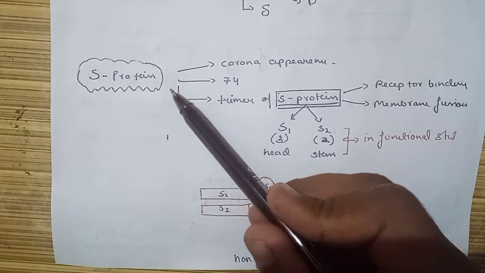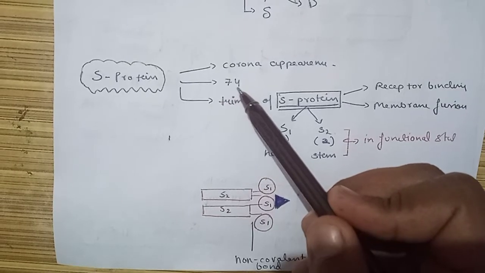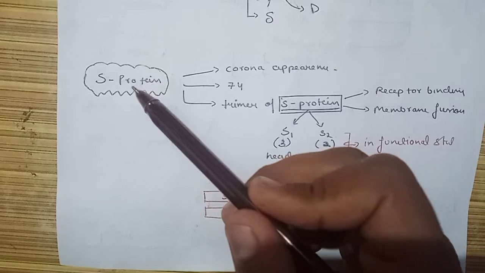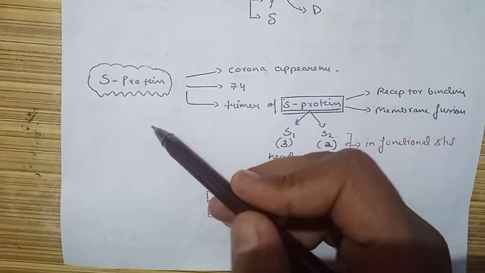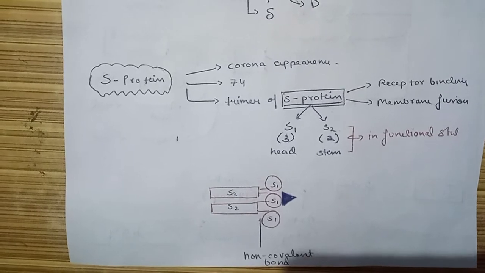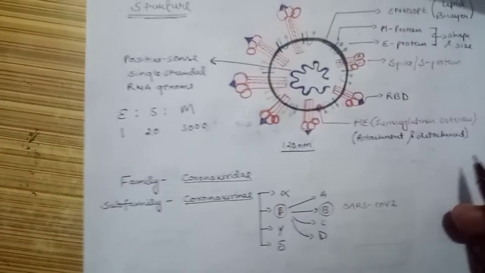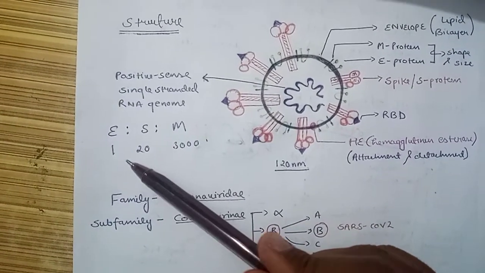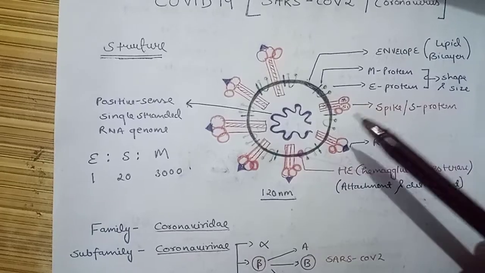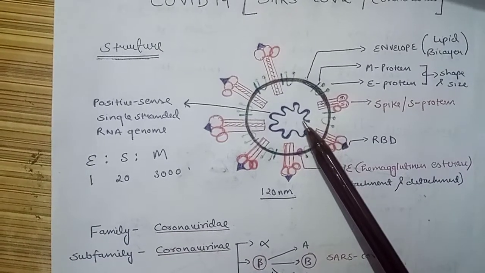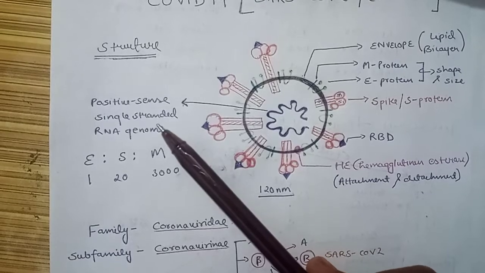Each coronavirus contain approximate 74 spike proteins, and this S protein or the spike protein is responsible for the characteristic crown-like appearance of coronavirus on electron microscopy. The ratio of the E, S and M protein is as follows, and the nucleocapsid inside contains a positive sense single-stranded RNA genome.